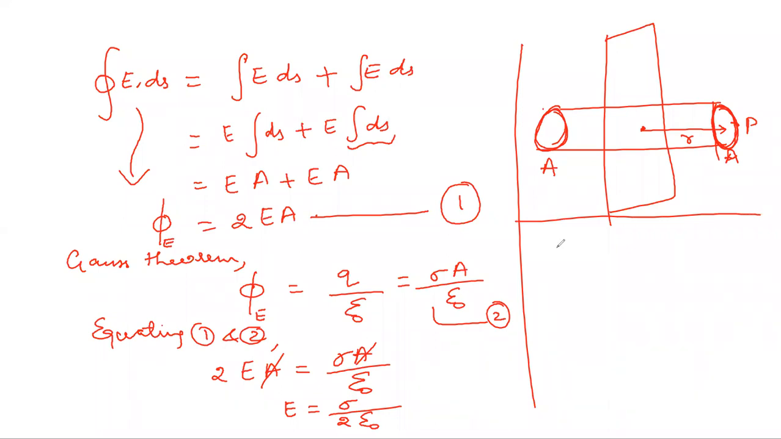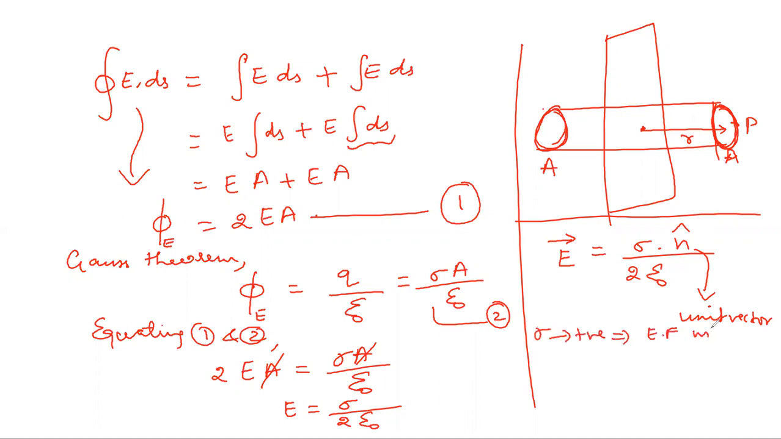Now, next I have to specify the direction. So when I write E vector, it is nothing but sigma by 2 epsilon naught into n cap. I have already said what is this n cap. N cap is nothing but a unit vector which defines the direction of electric field. And as we discussed before, if sigma is positive, then electric field will be directed outwards.